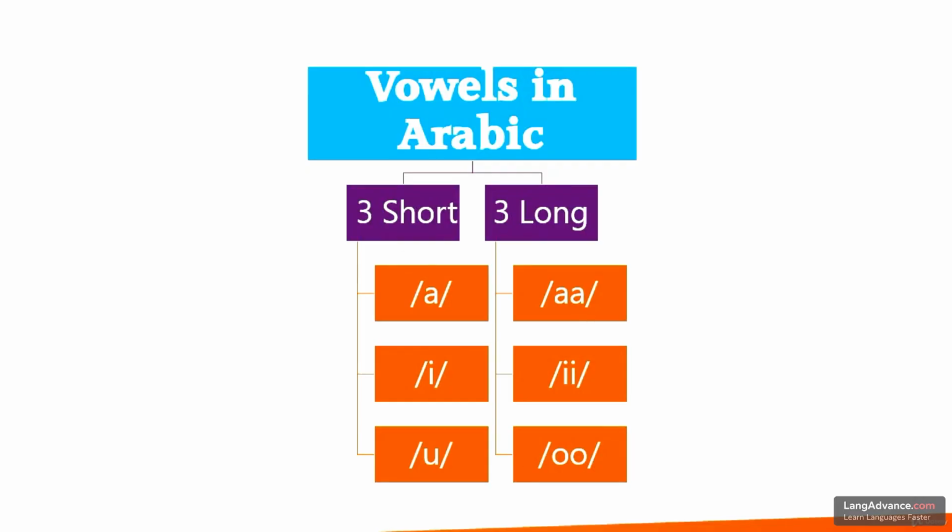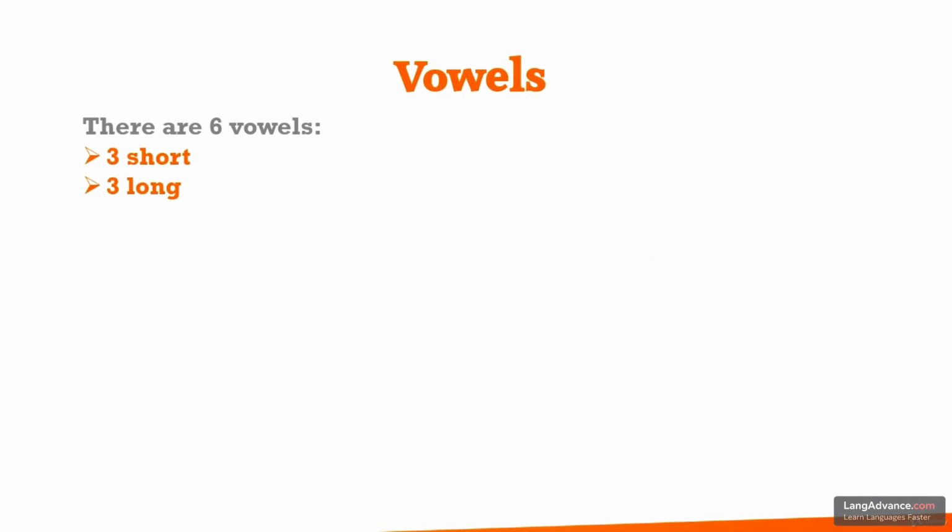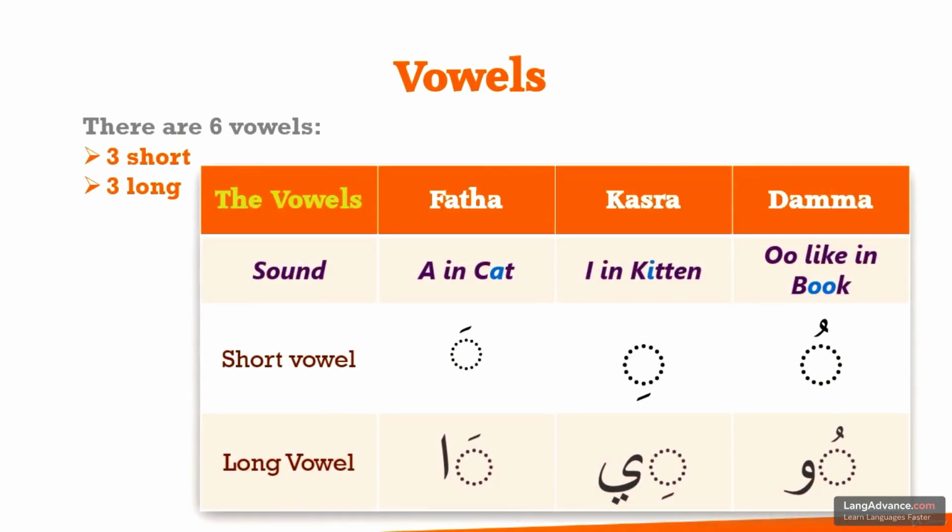In Arabic, there are 3 vowels, and each vowel has a long form and a short form. The short version is a, i, u. And the long version is aa, ee, oo. And this is just a phonetic representation of the vowels. Here this table shows how the vowels are written.